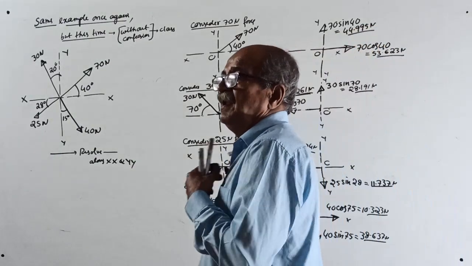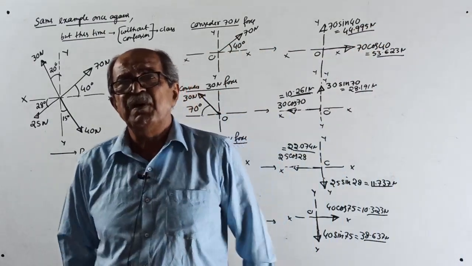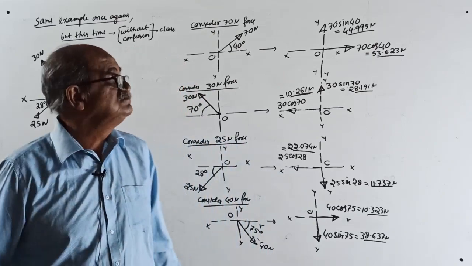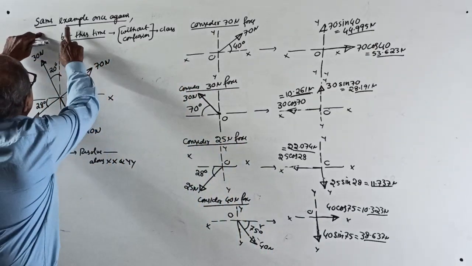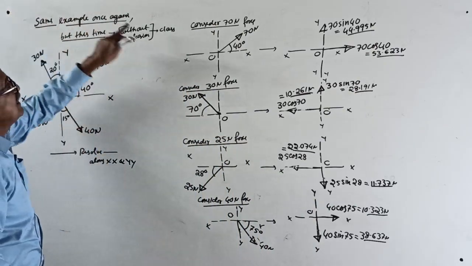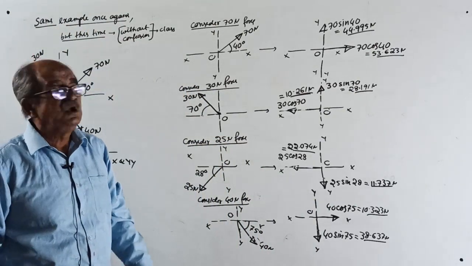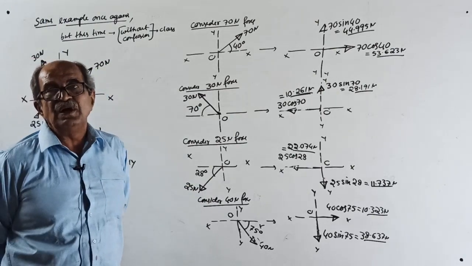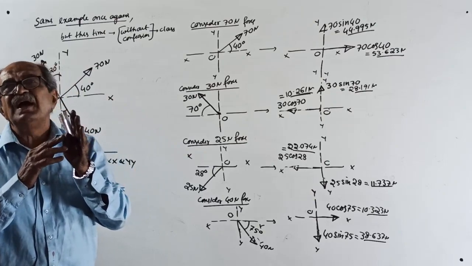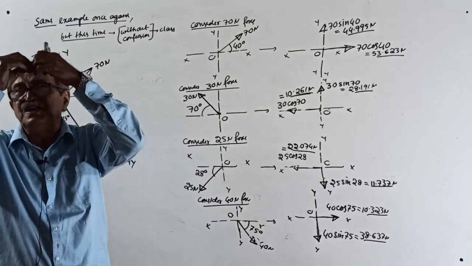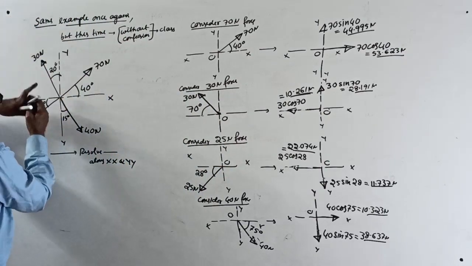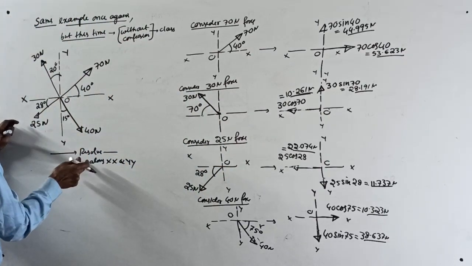Okay. Now, closing part of this class. Most important, never forget. Once again, same example once again, but this time without confusion. Without confusion means correctly deciding whether the angle is with the x or y, which is cos, which is sine. Put the sketch first to the point O, the force system given in the question.